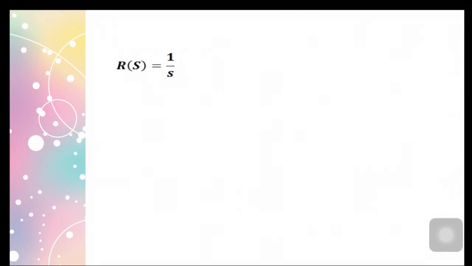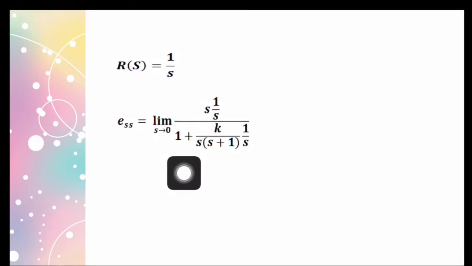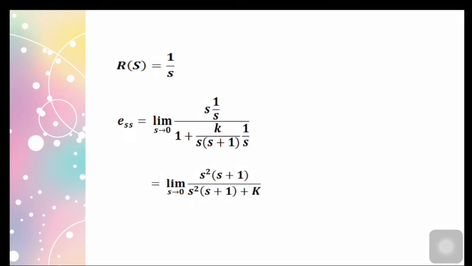By substituting the values of G of s, H of s and R of s in the expression of steady state ESS, we get it as limit s tends to 0, s into 1 by s by 1 plus k by s into s plus 1 into 1 by s. By rearranging this, we get limit s tends to 0, s square into s plus 1 divided by s square into s plus 1 plus k. Then by applying the condition s tends to 0, we get ESS as 0.